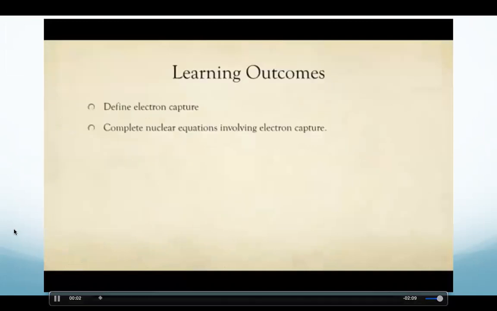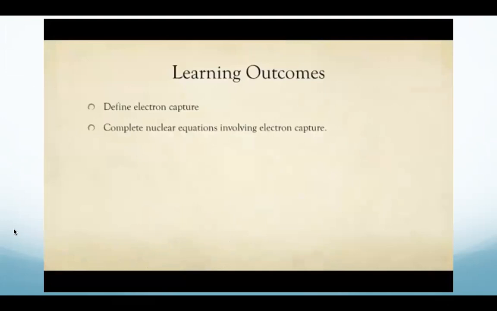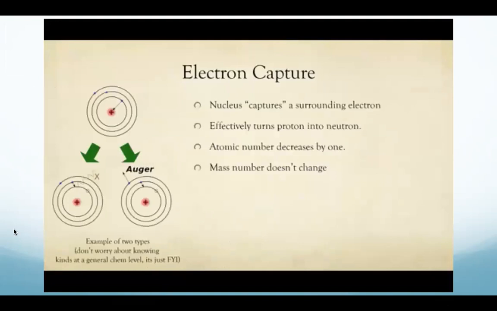Electron capture. In this video, we'll define electron capture and complete nuclear equations involving electron capture. In electron capture, a nucleus captures a surrounding electron, pulling an electron from its orbitals into its nucleus. There are several different ways that this can happen. We're not really going to discuss those too much, but I thought I would show you two here, in case you were curious.